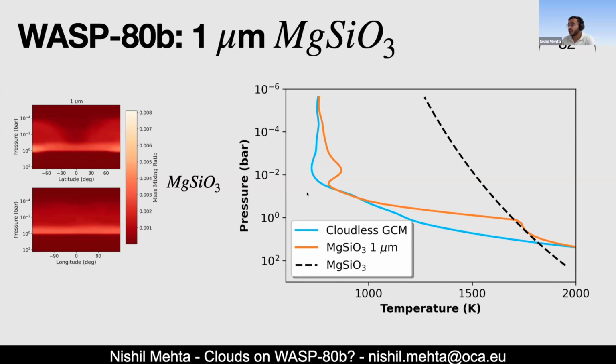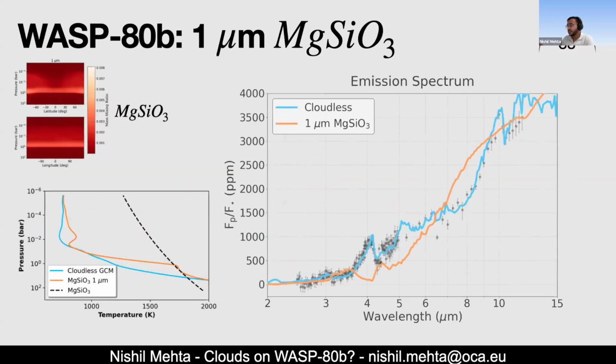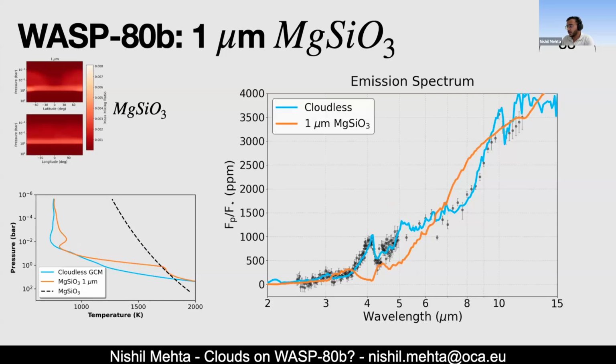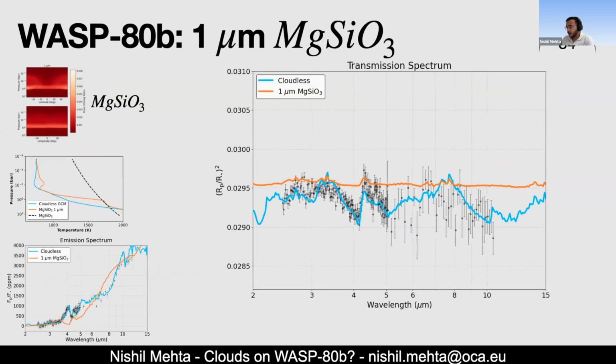Now, these clouds also cause an inversion in the upper region of the atmosphere. And since there is an inversion, again, the data rejects this model of the dayside spectrum. And for the transmission spectrum, we almost get a flat line for this cloudy case. So again, it is rejected by the observations.